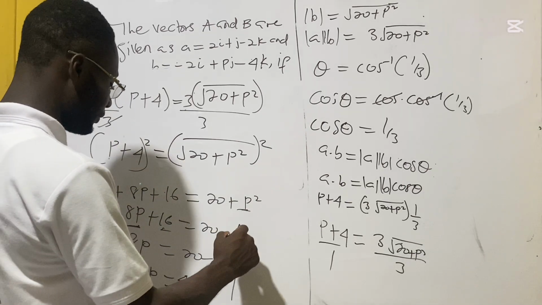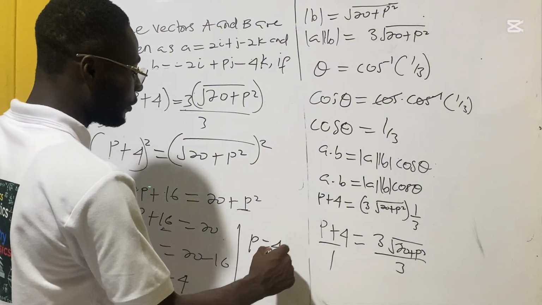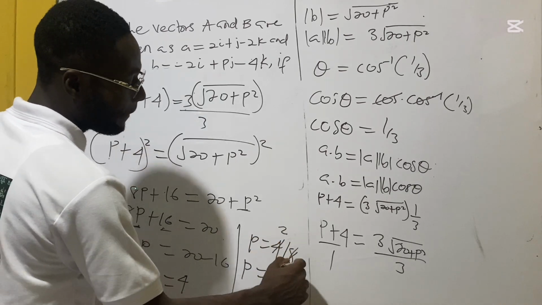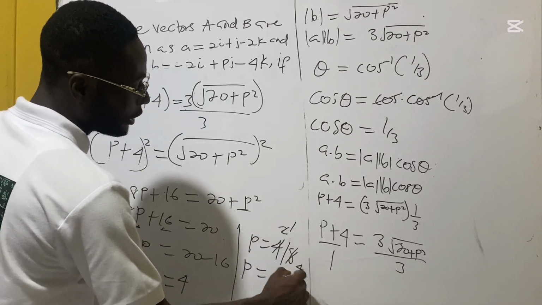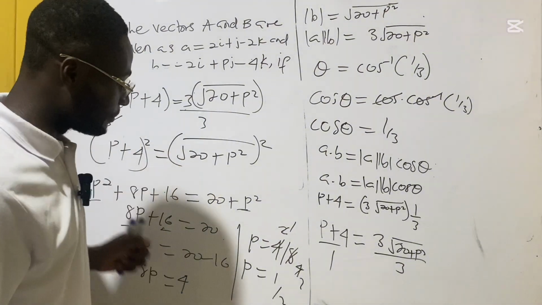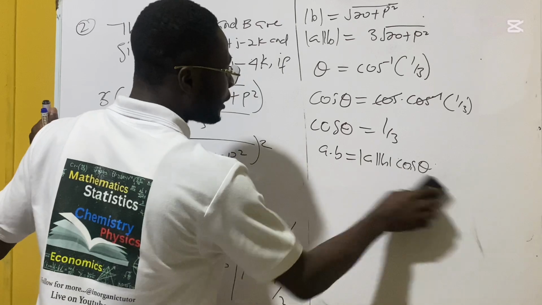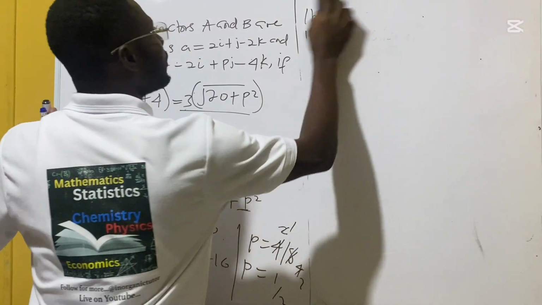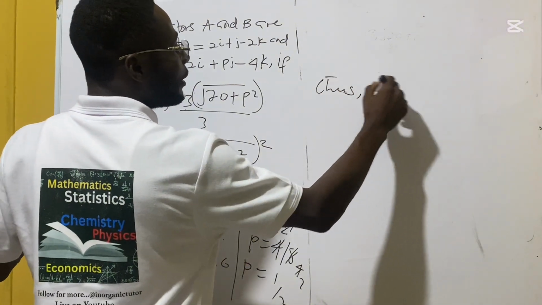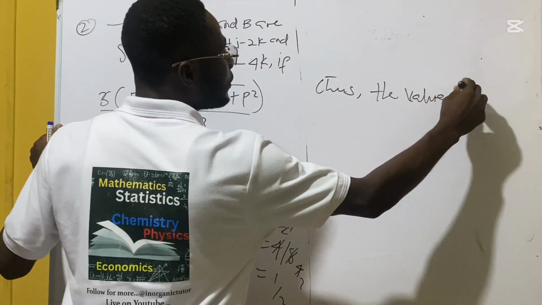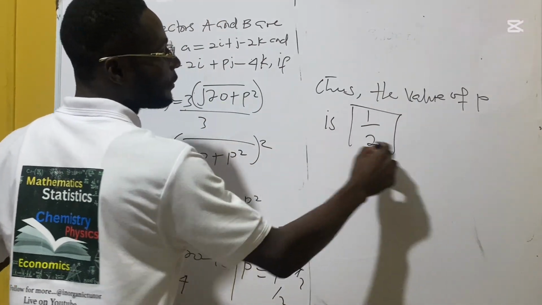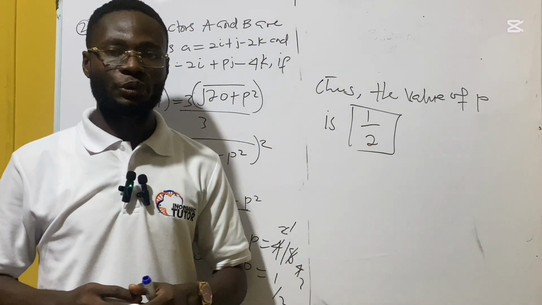So basically, we are going to have our p to be equal to 4 on 8. So 4 on 8 is basically, dividing by 4, 1 on 2. So we have our p to be half. So the value of p is basically half, 1 on 2. So therefore, or thus, the value of p is 1/2.